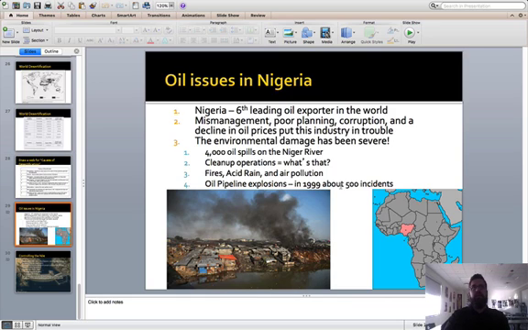Is basically what they're doing. And so your poorest people in Nigeria, this is how they live. I mean, these are homes along the Niger River. And for being the sixth leading oil exporter, that's obviously pathetic, to be living like that when you've got that much oil.